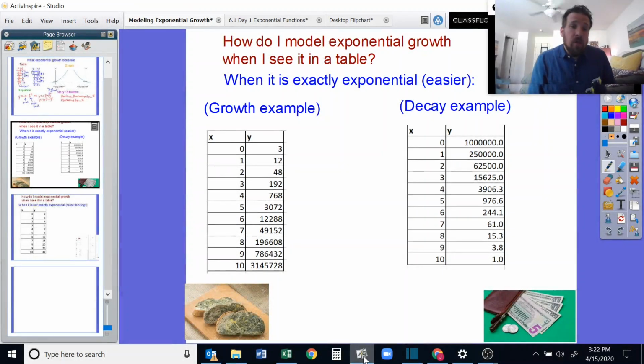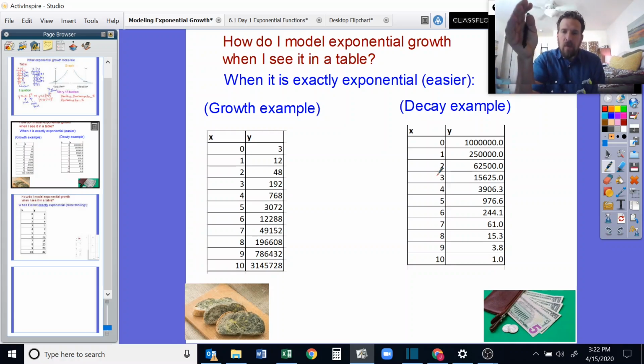In this next video, I want to show you what to do when you see what looks like exponential growth in a table of data. So I've created two examples. These really are exponential growth situations. And what's unique about these two examples that I'm going to start with is that these are exactly exponential.